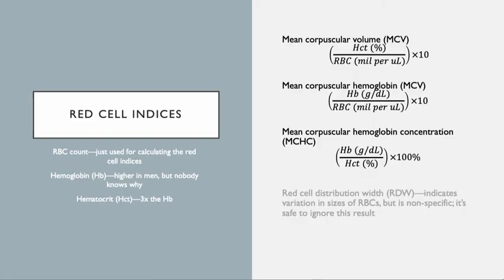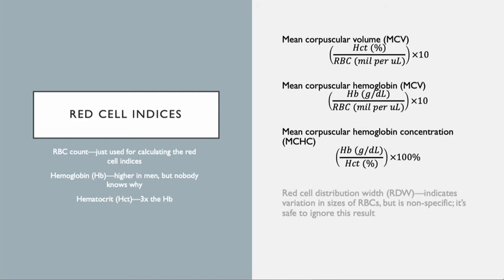Now, some patients develop anemia. And when they develop anemia, we need to be able to figure out what kind it is. Is it anemia because of lack of red blood cells? Is it anemia because of lack of iron? Is it anemia because they have some genetic abnormality? Well, we can use the red blood cell indices on the CBC to figure that out.